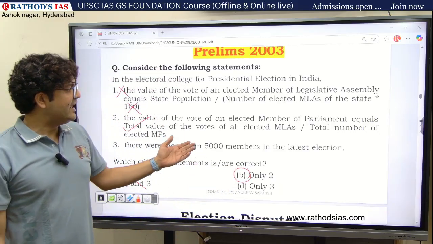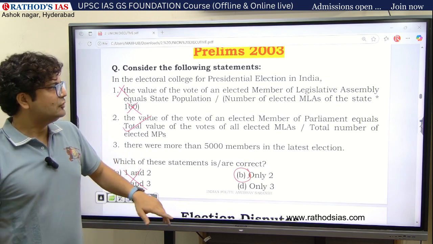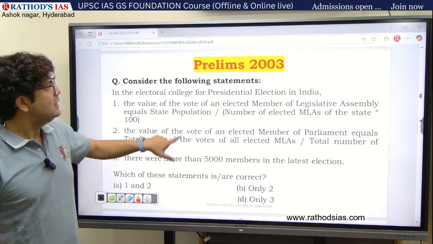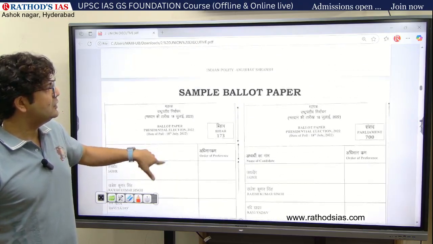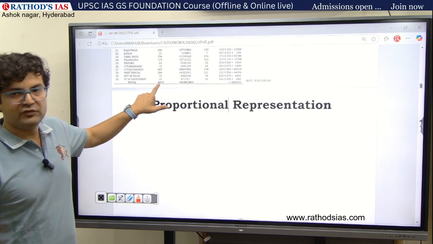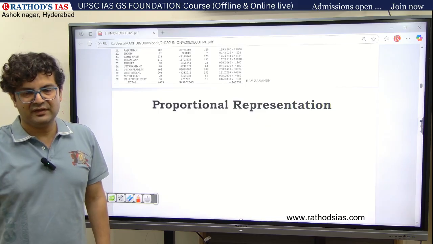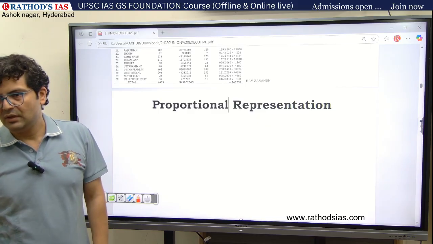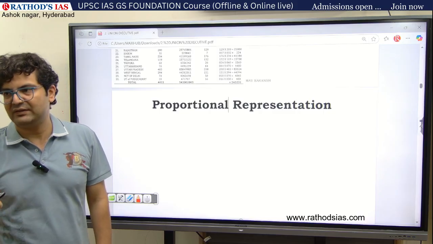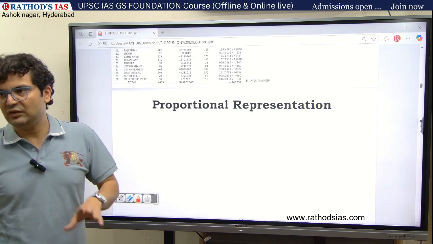There were more than 5,000 members in the latest elections. Of course not. How many members were there in the election? So how many voters were there in total? You can simply calculate it. How many MLAs were casting their vote? 4033 here. Okay, 4033 plus how many MPs who cast their vote? 776. So add that, it is less than 5,000. At that point of time, J&K is also a state. Add 114 there also. Still it is less than 5,000. Clear? So far, easy questions.